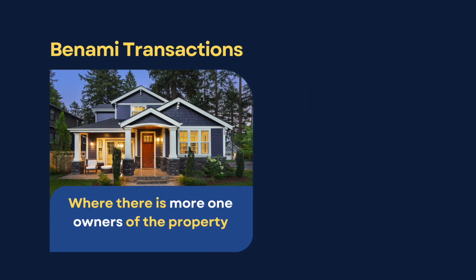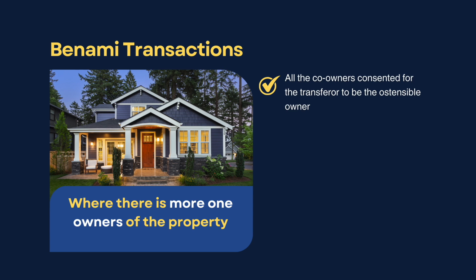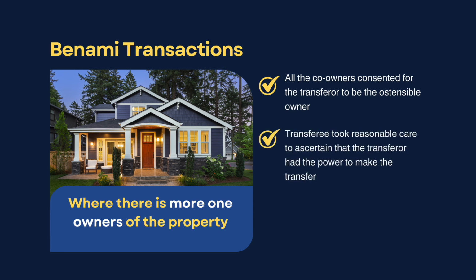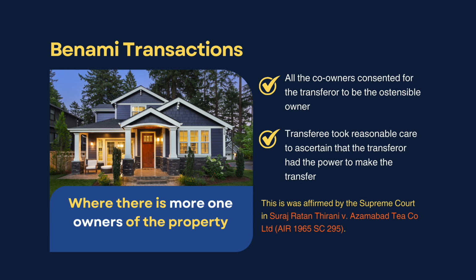Now, in instances where there is more than one owner of the property, it must be shown that 1. All the co-owners consented for the transferor to be the ostensible owner, all owners. And 2. The transferee took reasonable care to ascertain that the transferor had the power to make the transfer. These two ideas were affirmed by the Supreme Court of India in Suraj Ratan Tirani versus Azmabad Tea Corporation Limited, a 1965 case. Another important concept associated with ostensible owner is the idea of consent.